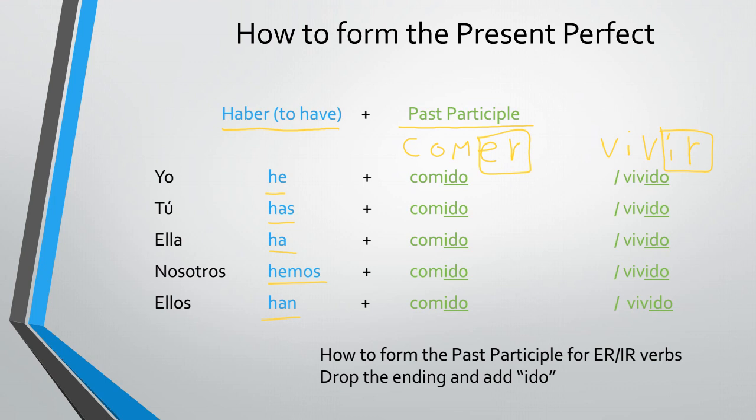But a pretty easy tense. Really, you just have to remember the ado and ido endings for your past participle, and then just remember the conjugations for haber: he, has, ha, hemos, han.